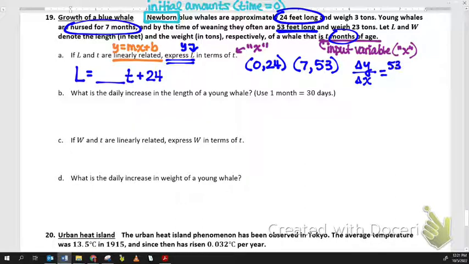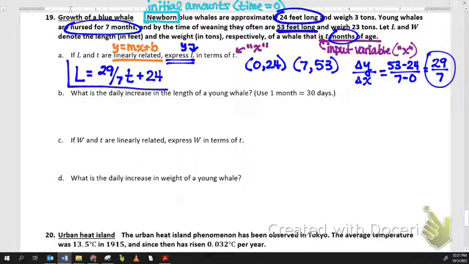Let's see, 53 minus 24, 29 over 7, because I would have 7 minus 0. Can I reduce 29 over 7 at all? No. Then I'm just going to leave it like that. 29 over 7. That would be my answer for part A.